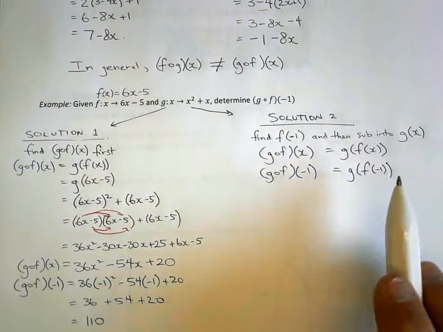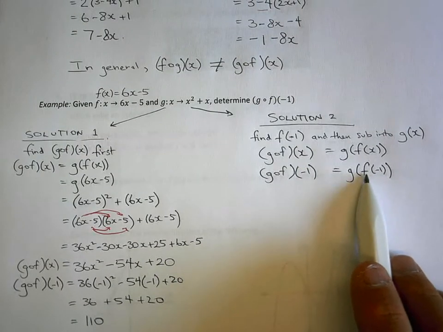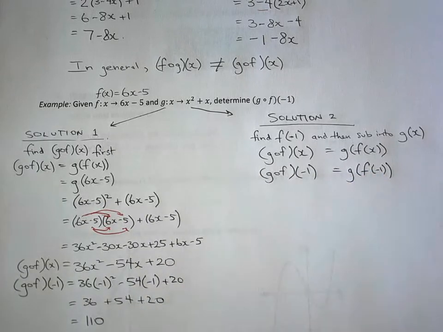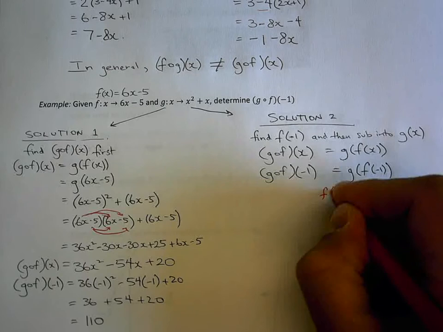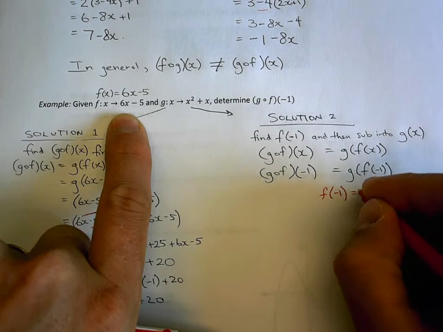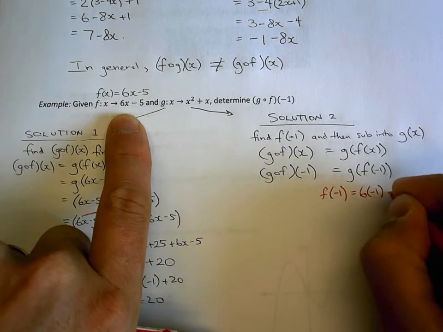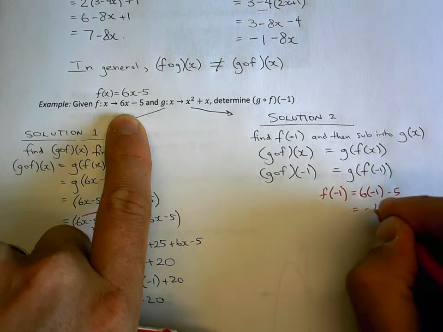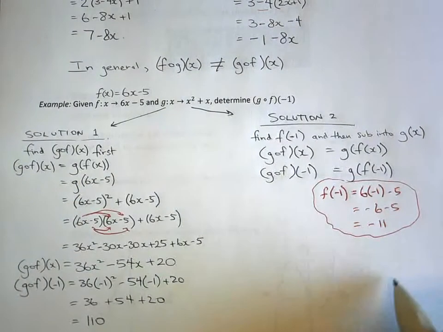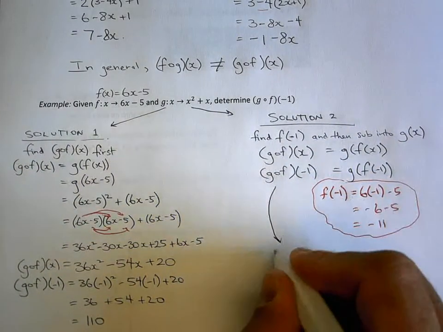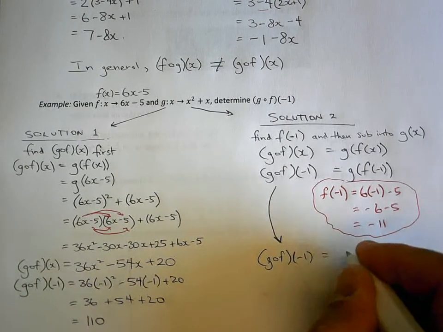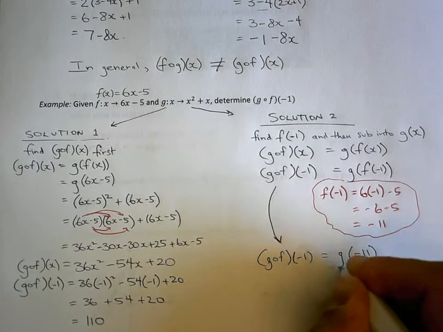So for this alternative method, I'm going to find what f at -1 is, which is some number, and then I'm going to sub that into g. So let's figure out what that number is. I'll just do it a little off to the side here. f at -1 is taking the f function, so 6, and I'm going to replace all the x's with -1. So I end up with -6 minus 5. That gives me -11. So there's my side work. So g at f at -1 is going to be g at -11.